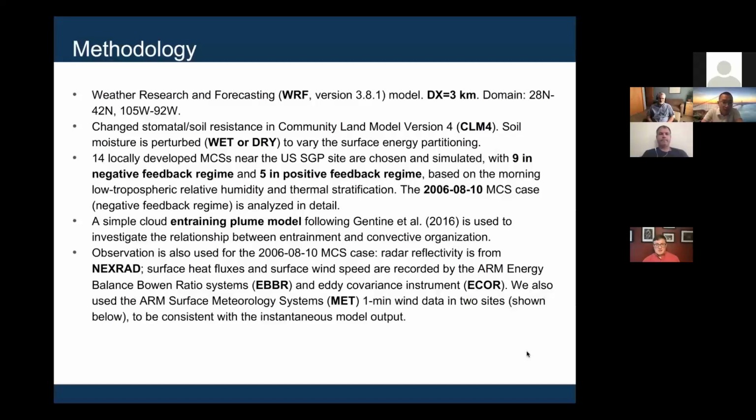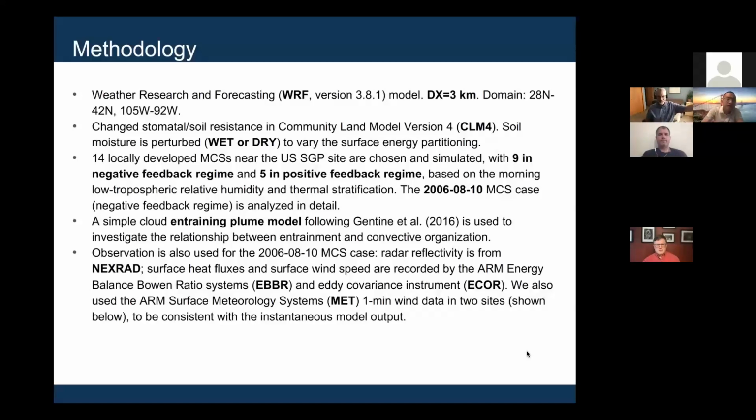We will use an entraining plume model to discuss the relationship between the entrainment and the convective organization. For the observation, we will use EBBR and ECOR to get the surface heat flux and the surface wind speed. We will also use the MET 1 minute wind data because the EBBR and ECOR use the 30 minute average data.